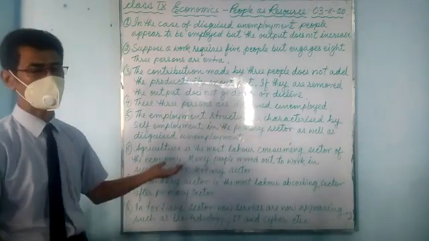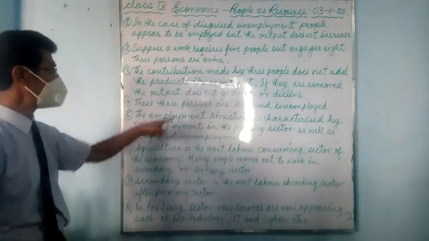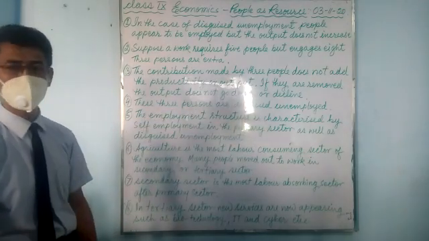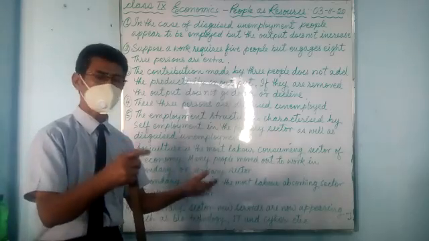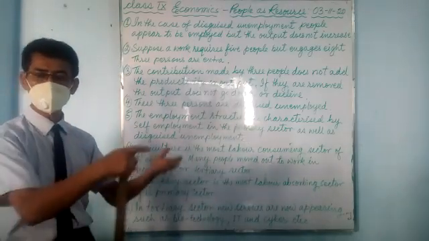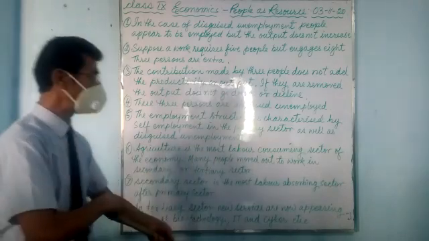Now you have understood very clearly. These 3 persons are disguised unemployed because if they work there, the output does not increase, and if they are removed, the output will not go down. It remains the same, stable.